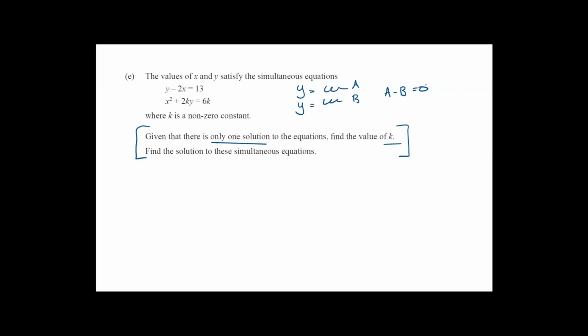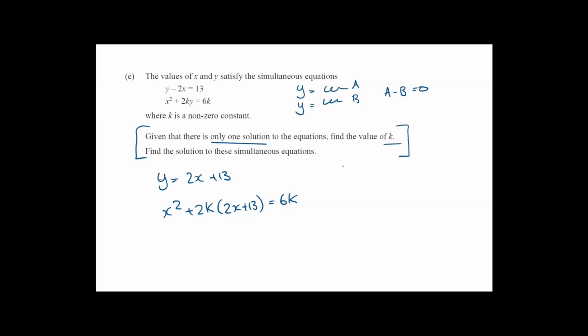It probably takes a little bit longer than just straight out substitution, which is what I'm going to do in this case. So I'm going to solve this for y. I'm going to bring this 2x over. So we've got y equals 2x plus 13. And then I'm going to substitute it into the other equation wherever you have a y. So x squared plus 2k(2x + 13) equals 6k. And then I'm going to expand that out.